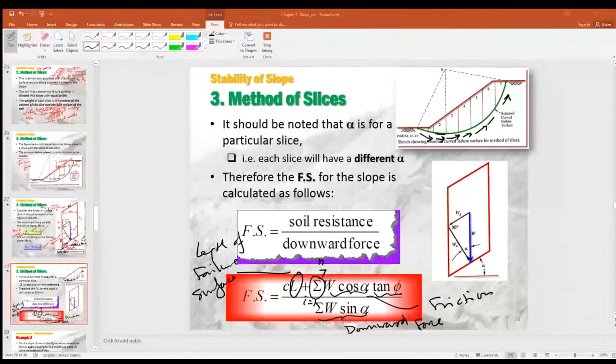So can you catch up with my explanation for the method of slices? When you understand, you make me happy, okay?